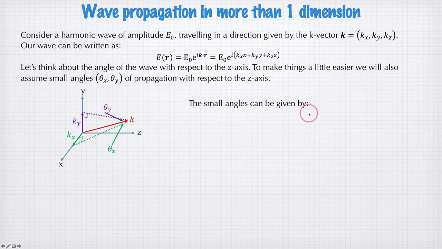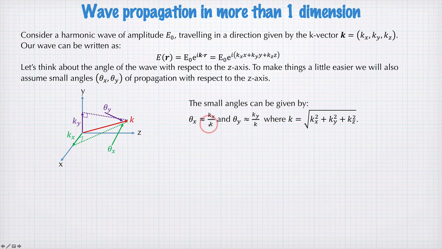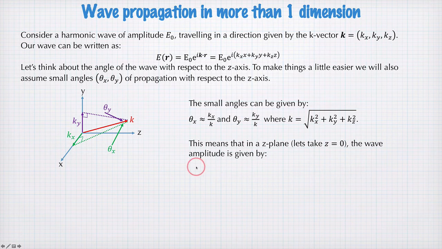And the small angles can be given by theta x is approximately equal to kx on k, and theta y is approximately equal to ky on k, where k, the magnitude k, is just given by the sum of the squares of all the different kx, ky, and kz. So this means that in a z plane, we can just take z equal to 0 for convenience, but it really doesn't matter if you choose a different value of z.